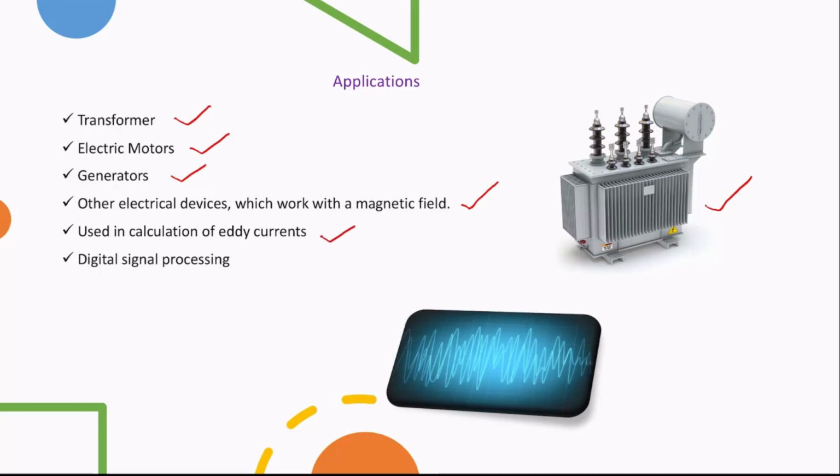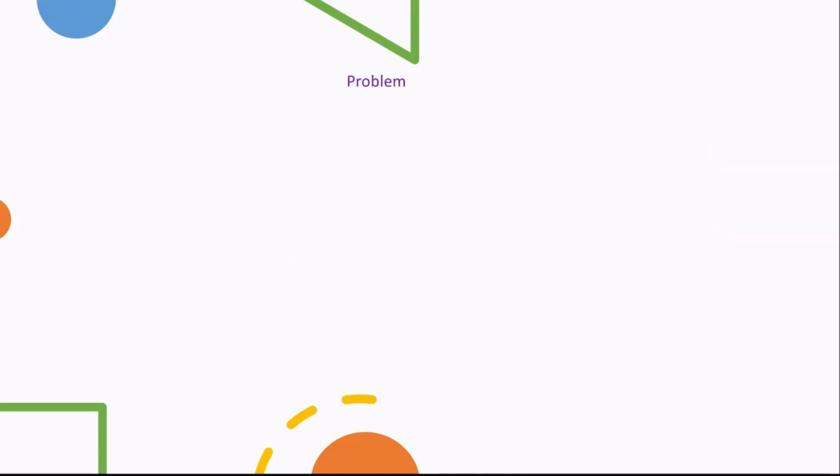The fifth one is that mutual inductance can be used in the calculation of eddy currents and it can also be used in digital signal processing. So these are some of the important applications of the mutual inductance. Now let us solve a problem related to the mutual inductance.